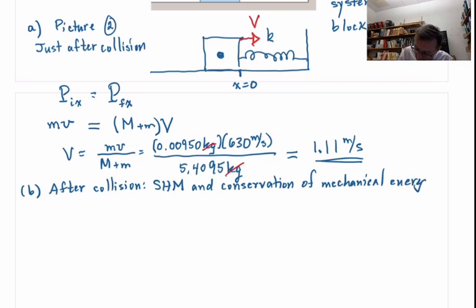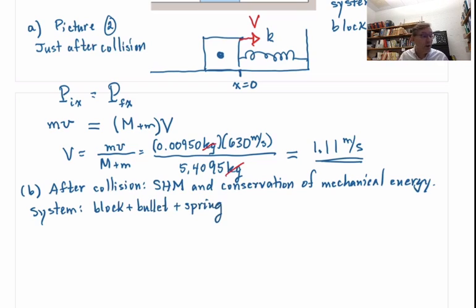So now I define a slightly different system: block plus bullet plus spring. You must include the spring now because it's doing work and it's a conservative force. You can include the spring, by the way, in the first part, in the collision. You can do that because the spring doesn't do anything in the collision. It's not yet compressed. So you can include it up there if you wish.